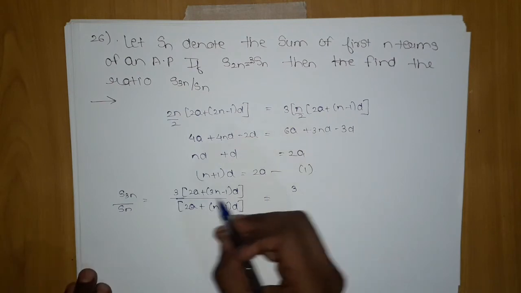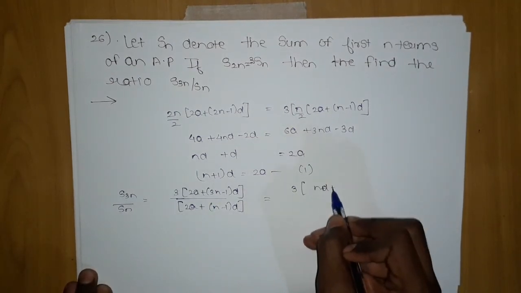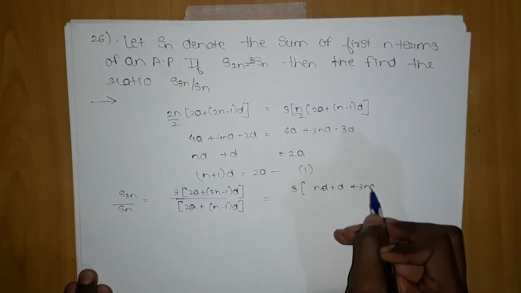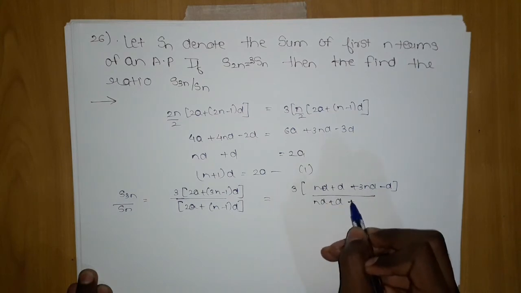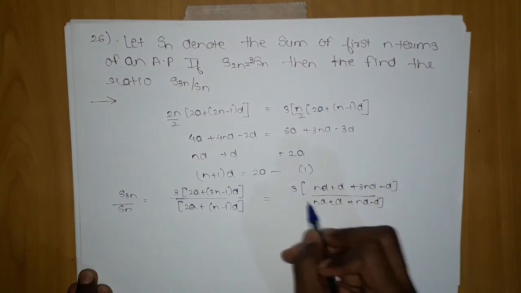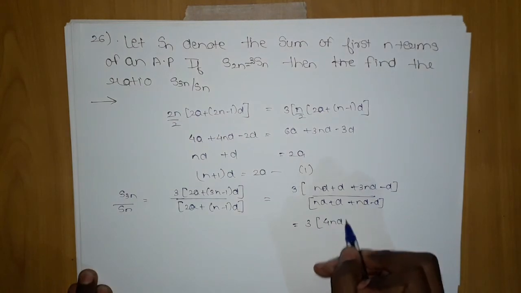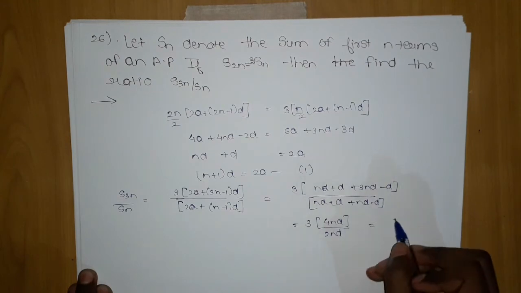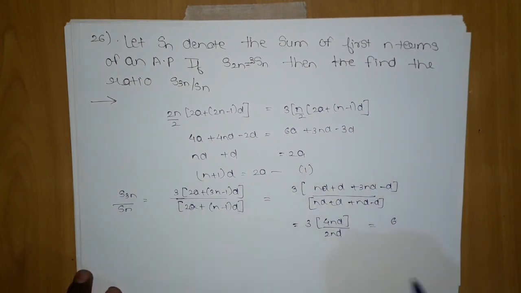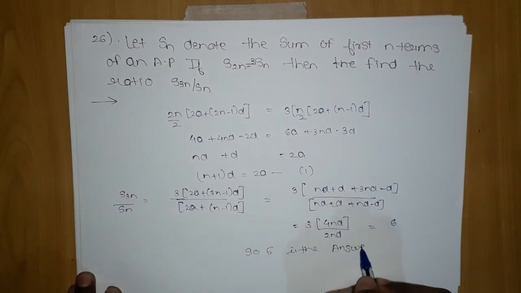So if I put n plus 1, here 2a and nd plus d plus 3nd minus d, upon here the same, nd plus d plus nd minus d, what do I get? 3 into this will be 4nd, upon 2nd, which gives me 2. This is 6. So the answer is 6.